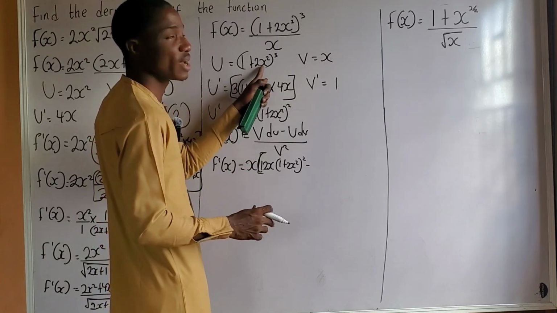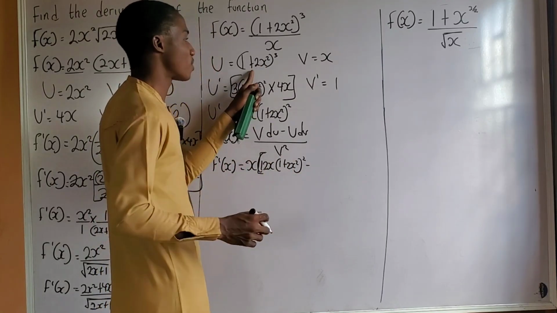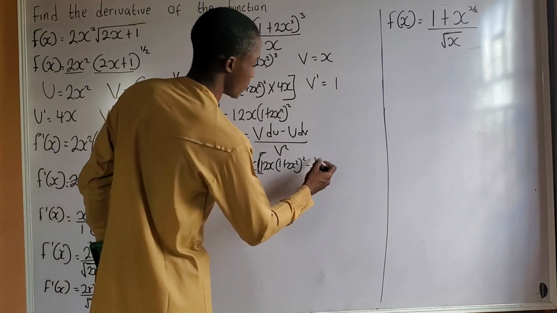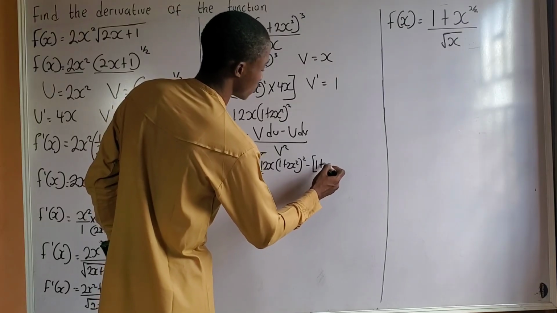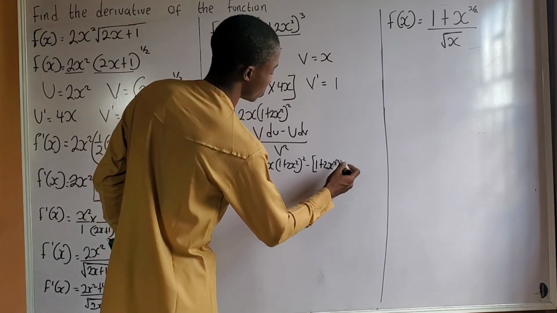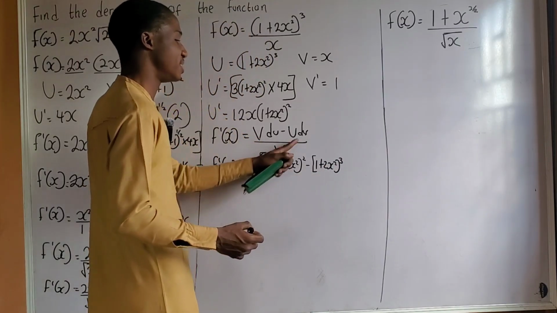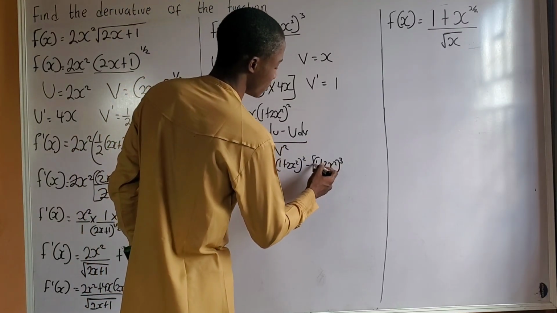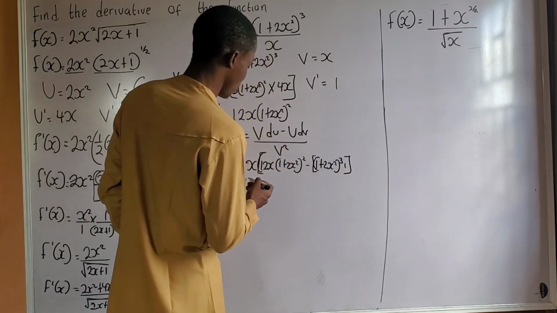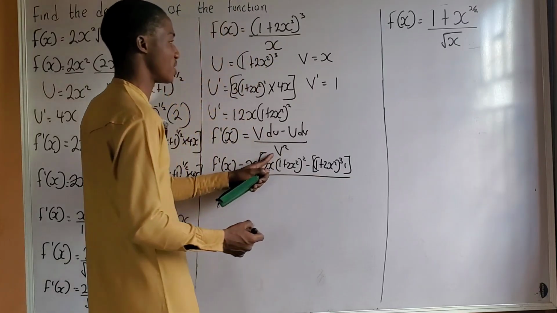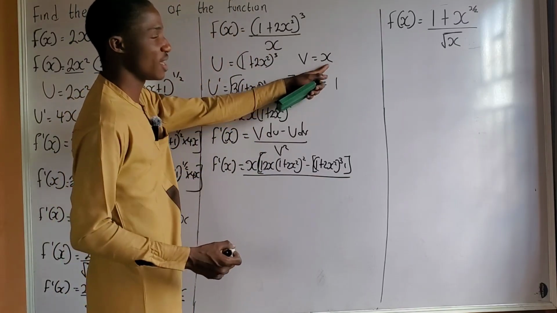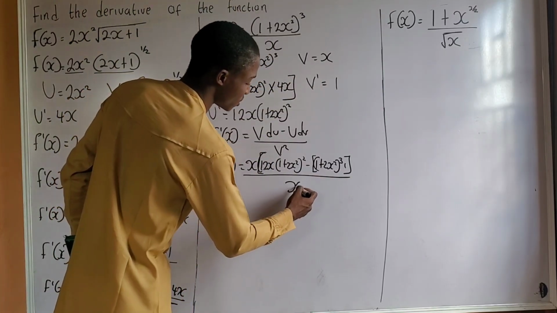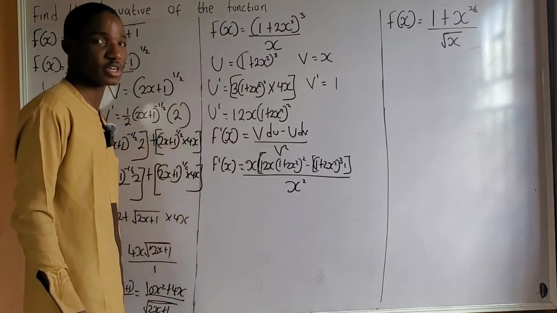U is 1 plus 2x squared plus 3. And 1 plus 2x squared raised to the power 3. So I'm going to have minus 1 plus 2x squared raised to the power of 3 multiplied by the derivative of v. Derivative of v is 1, so I multiply by 1. This all over v squared. Now v is x, so the square of x is x squared. Do you understand?